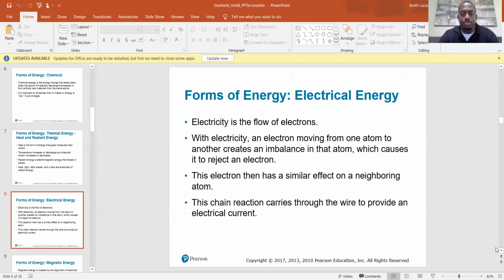Electrical energy. Electricity is the flow of electrons. With electricity, an electron moving from one atom to another creates an imbalance in that atom, which causes it to react or to reject an electron. This electron then has a similar effect on a neighboring atom. This chain reaction carries through the wire to provide an electrical current.